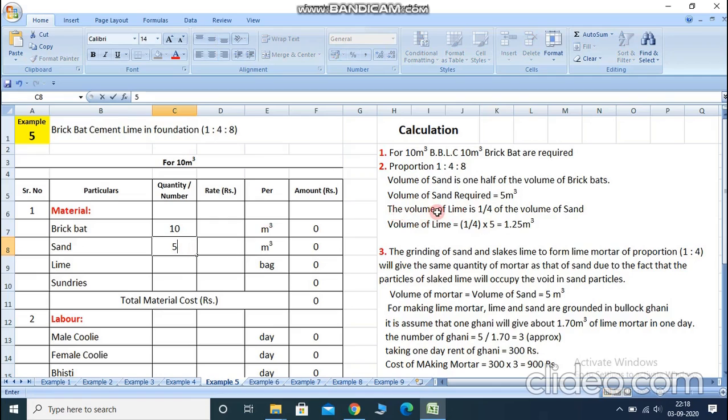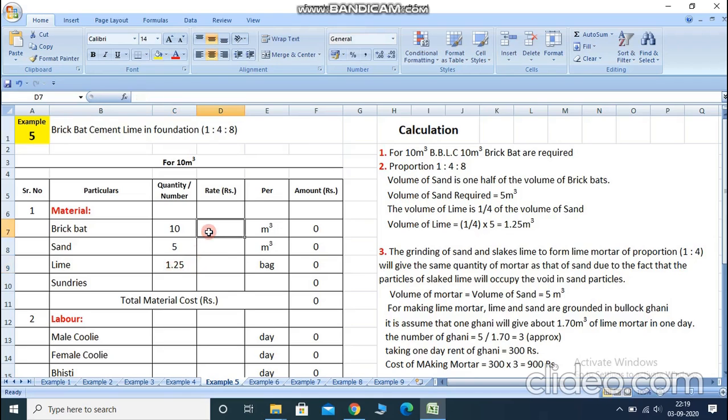The volume of the lime is 1/4 of the volume of the sand. The volume of the sand is 5 meter cube, so 1/4 multiplied by 5 gives 1.25 meter cube. So the lime quantity required for 10 meter cube of brick bat lime concrete is 1.25 meter cube.